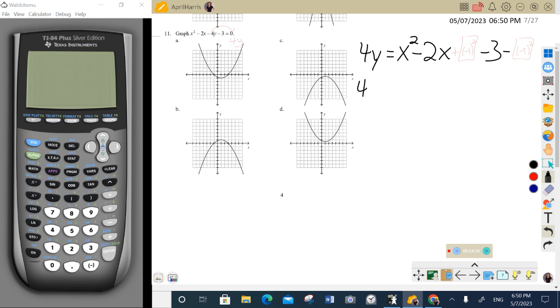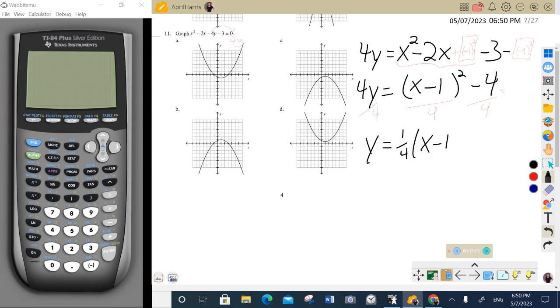And so I got 4y. I want to rewrite the trinomial as a binomial squared. Half of b is what goes in the parentheses, -1. And over here we have negative 3 minus 1, which is negative 4. Now, you have to get y by itself, so now I got to divide everything by 4. So that leaves me with y equals 1/4 x minus 1 squared minus 1.